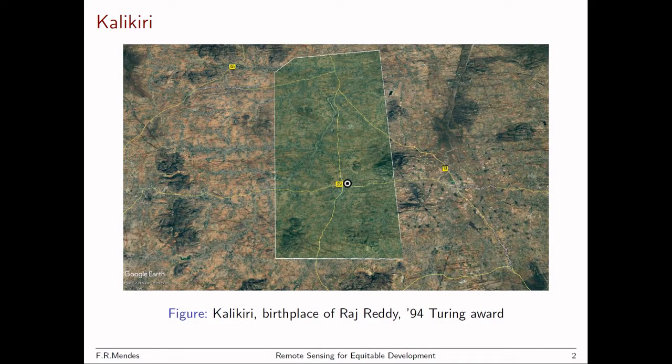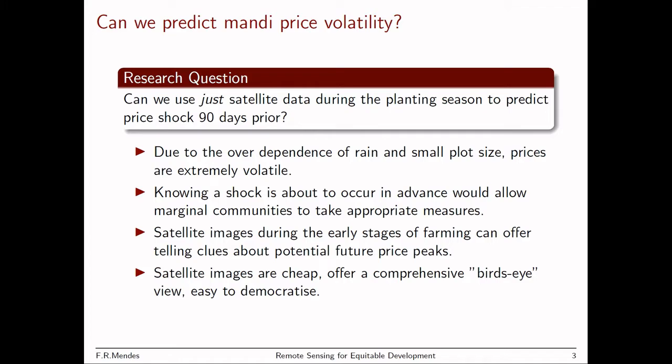Our story begins in Kalikiri, which is a small district in Andhra Pradesh. It's also home to Raj Reddy, the 94 winner of the Turing Award. We focus primarily on the villages in and around Kalikiri. These are characterized by extremely small size, less than 4 acres as compared to 450 acres, the average American farm size. And we really want to ask ourselves, can we predict a price shock 90 days before it occurs using just satellite data?